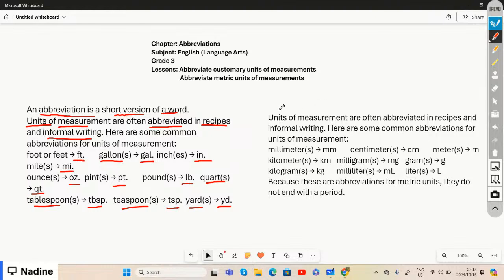And then we also have metric units of measurements, right? That is often also abbreviated in recipes and in formal writing.